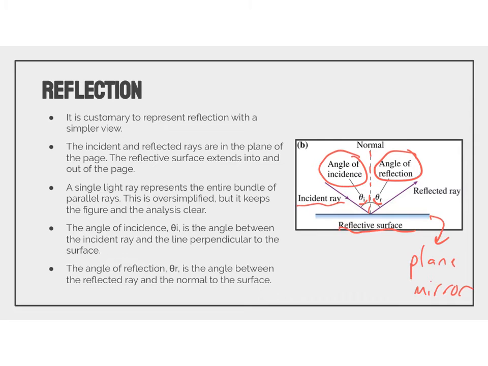So a single ray comes through, it bounces off that surface, and it bounces out. And that is one of the simplest rules of physics, and it works for more than just light, right? If I bounce a ball off a wall at an angle, it'll bounce off that same angle coming the different way. So we have the angle of incidence, which is the angle that it comes in at, and the angle of reflection, which is the angle that it bounces out at.